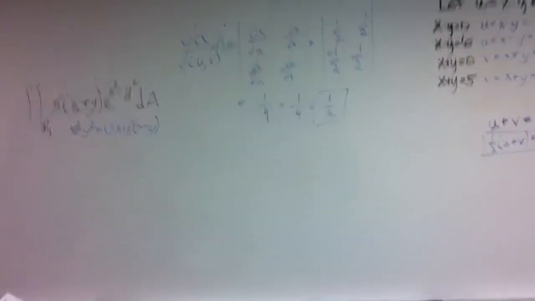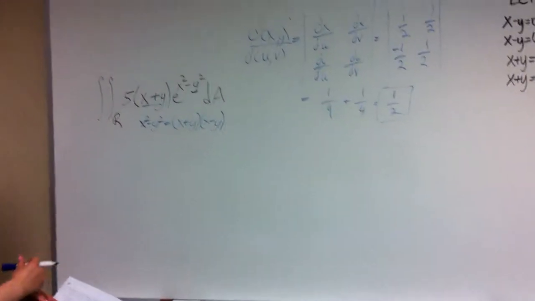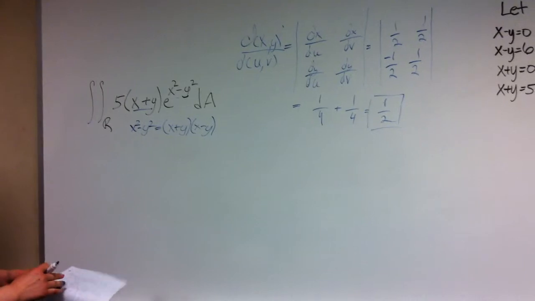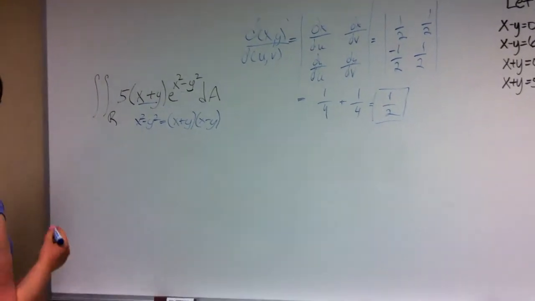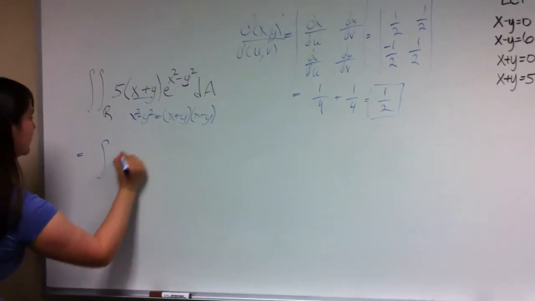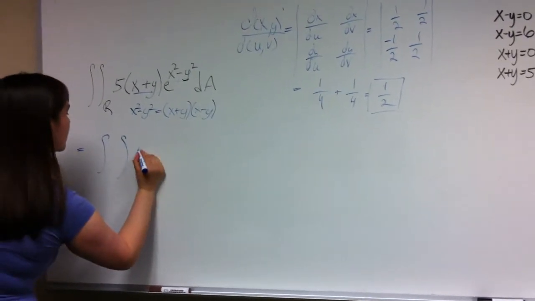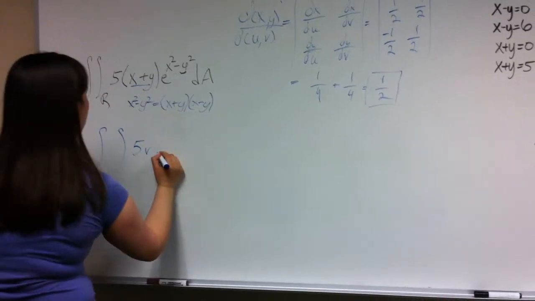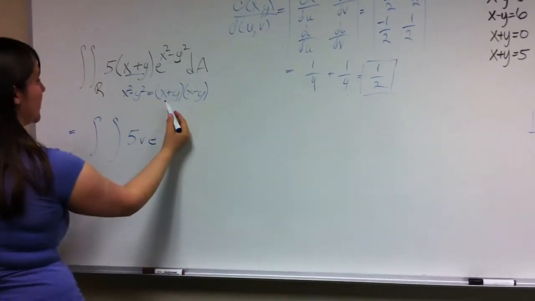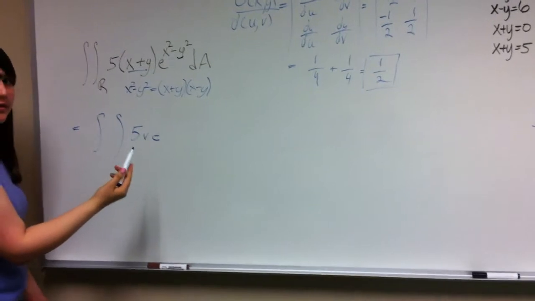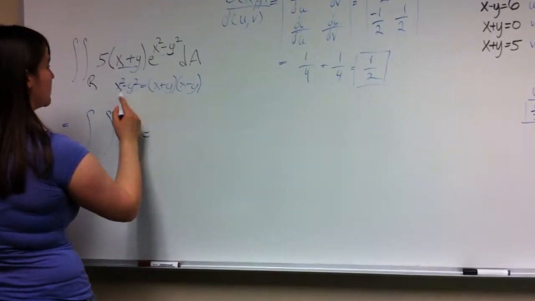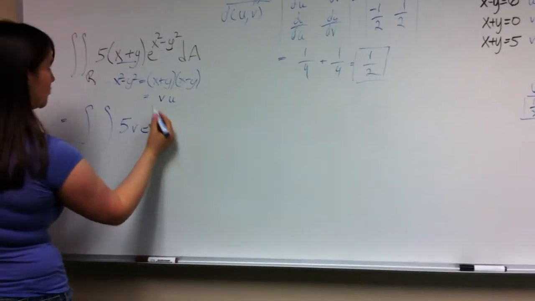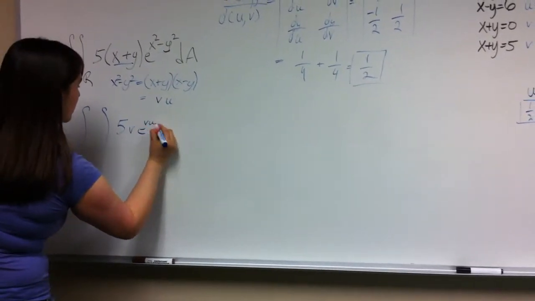Now, we can safely transform everything so we can get our original integral in terms of u and v. So here we have our new double integral with 5. And remember we have x plus y equals u, times e. And remember when I said that x squared minus y squared is important to notice? Well, now we can see that x squared minus y squared equals vu. So we can just replace this value up here with vu.